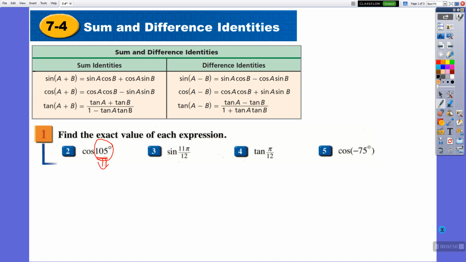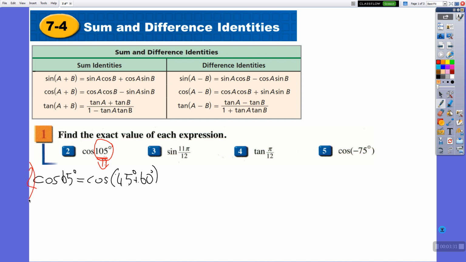So cosine 105 degrees can be written as cosine of, I think of angles 45 and 60 here. So the sum of 45 and 60 will make 105. So I can use those 2 special angles here to find the value of this unknown angle, the value of cosine 105. So let's solve this question by using the identity.